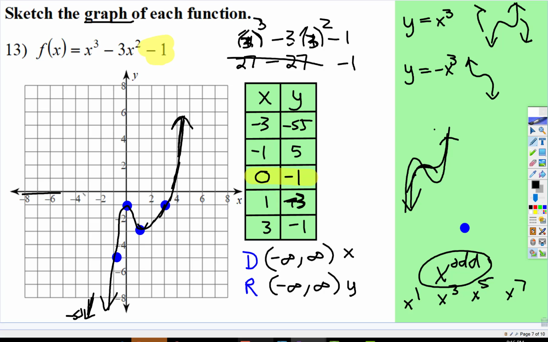So if you look at this graph, and if you read from left to right, even though it looks like it's mostly going down, while it's going down, it's also going to the left. And while it's going up, it's also going to the right. So negative infinity to positive infinity. And for the range, that's the up and down. Well, look, this is infinitely going down, and it's infinitely going up. So for all x to the odd, the domain and range will be negative infinity to positive infinity. And that's it for that one.